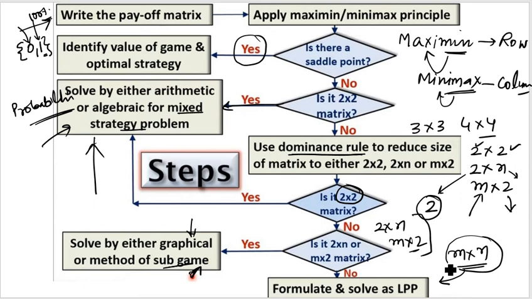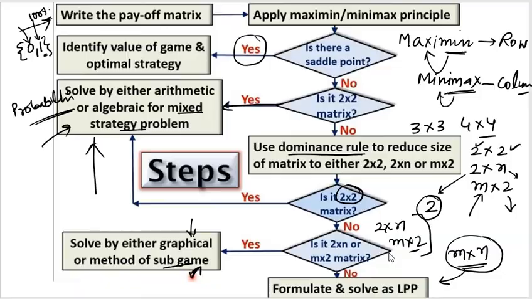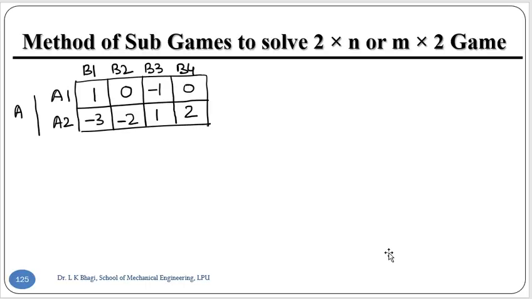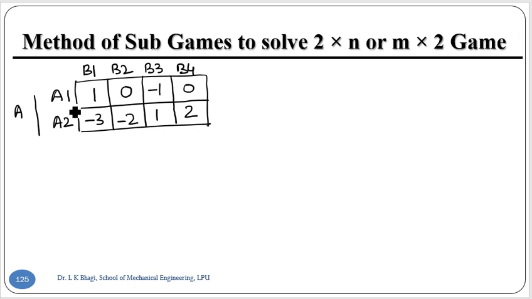And we formulate accordingly, and then we solve the game problem with the help of linear programming. Now come to this method of the sub game. What we have to do? Suppose we have this type of game, and in this game, we have the row player. A is the row player and B is the column player over here.